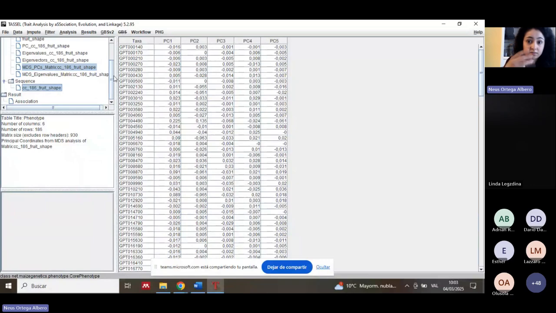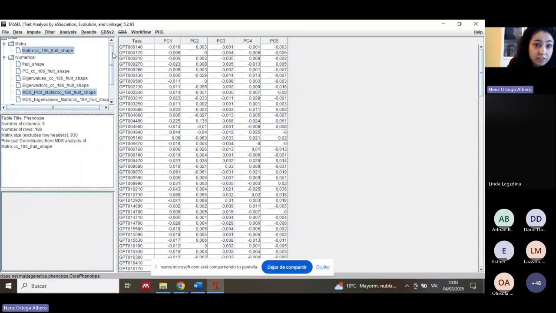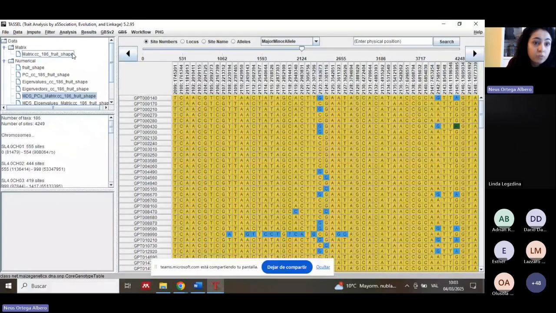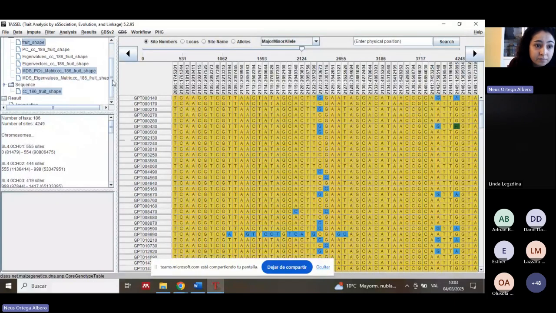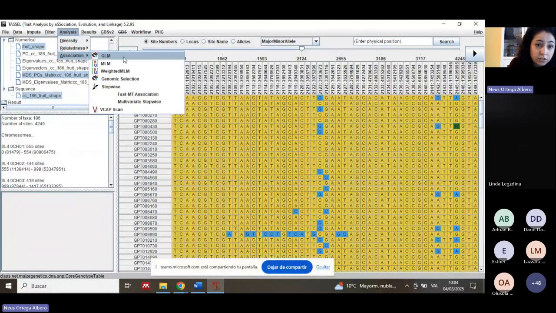Okay, we select the three at the same time with the control button, and the matrix, and the numerical, which is the TXT. So we select fruit shape, MDS, and the sequence. Okay, and we go to analysis, association, GLM.